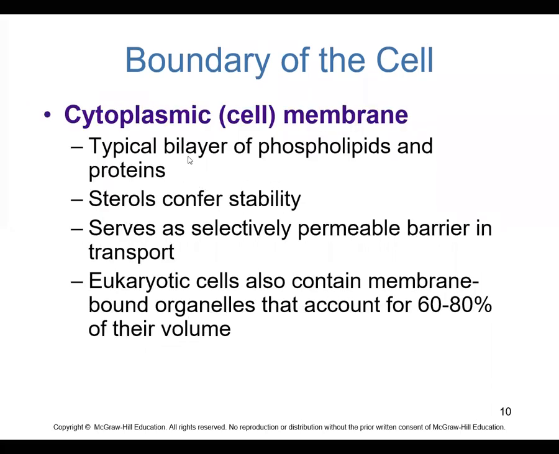The cell membrane, just like all cell membranes, no matter if it's a prokaryote or eukaryote, is a bilayer of phospholipids and proteins. Now on eukaryotes, they have sterols, which helps make them stable. They are selectively permeable, so they're letting certain things in and out. Now eukaryotes also have the membrane-bound organelles. Prokaryotes do not have that, and this takes up more than half of the inside of the cell.